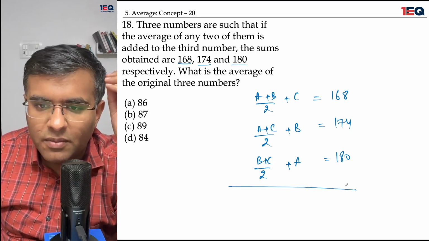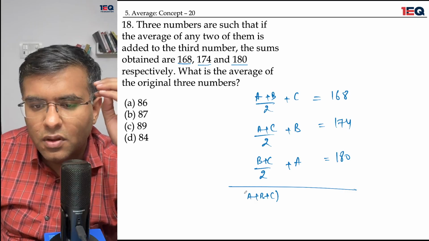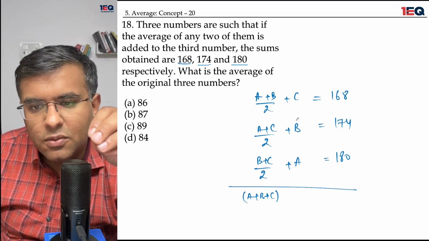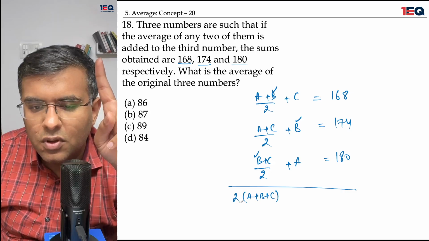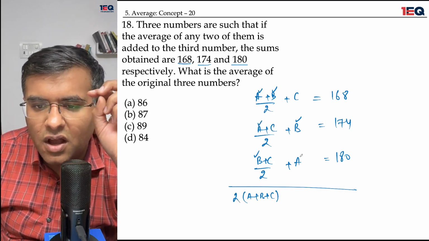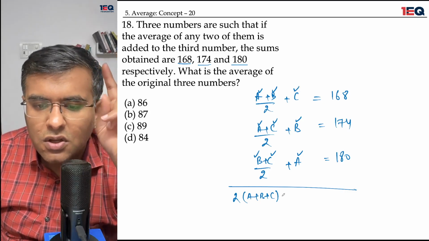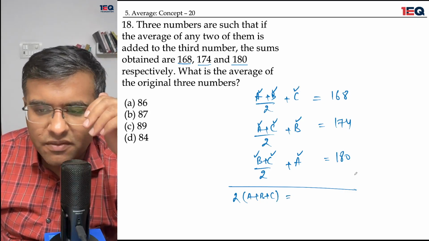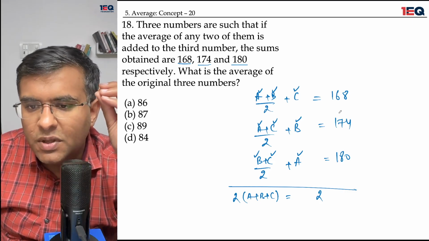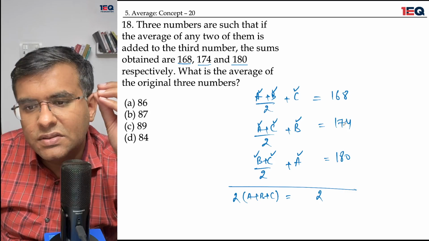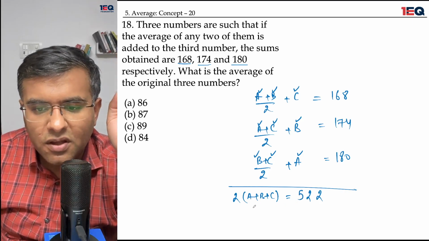If I add all of them up, I would get that A plus B plus C. The representation of B is equal to 1, half, and half. That means there is a 2. The representation of A is half, half, and 1, that is 2. The representation of C is half, half, and 1, that is 2. So 2 times A plus B plus C is equal to the sum of the entire equation. The sum of the entire equation comes out to be 168 plus 174 plus 180. I have 8 plus 8 is 16, 16 plus 6 is 22. I have a 2 with me. This comes out to be 522.